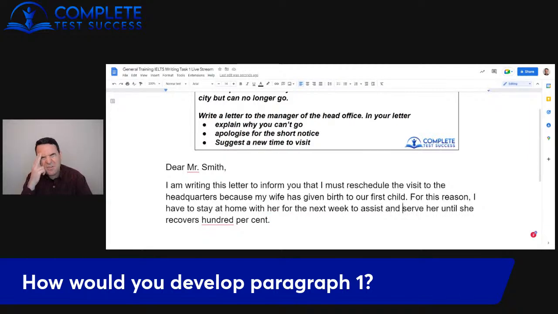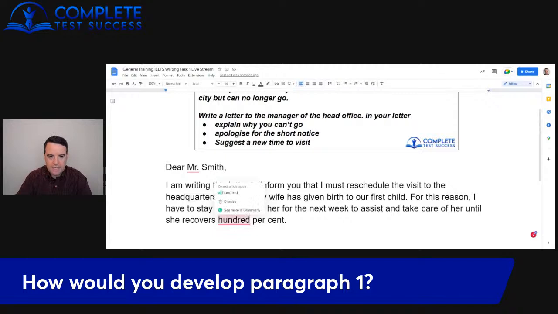We would more talk about serve is more like a waiter in a restaurant, or maybe like an employee, but not really a husband and wife. So like take care of would be more, like a close relationship. You're doing it because you love her, not because you're being paid for it. Like, let's say that. To assist and take care of her until she recovers. Now, 100% is fine for an informal letter, but this is a formal letter to your manager, so that wouldn't work. So until she recovers completely.